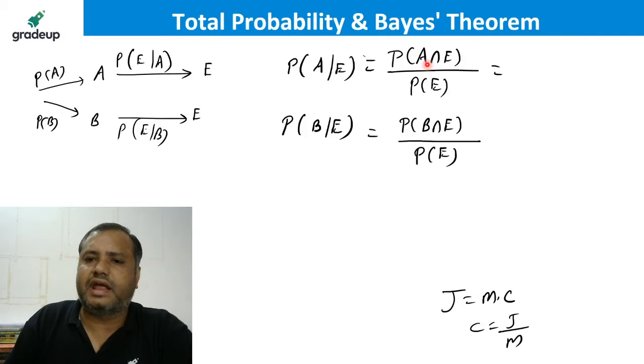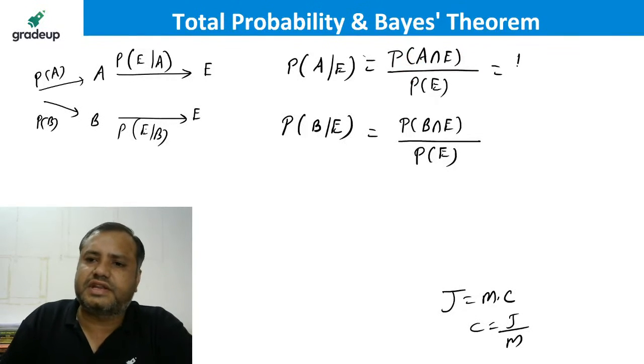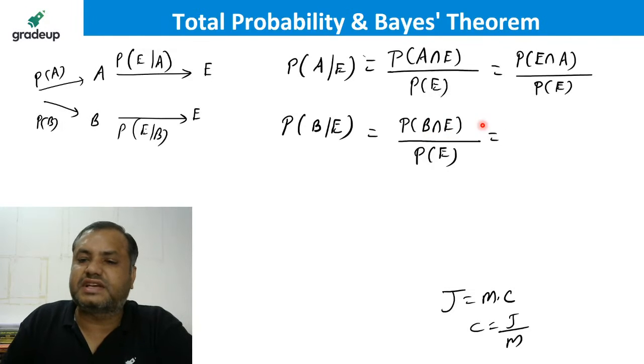And we know that intersection operation is commutative. That is, A intersection E can be written as E intersection A, and B intersection E can be written as E intersection B.